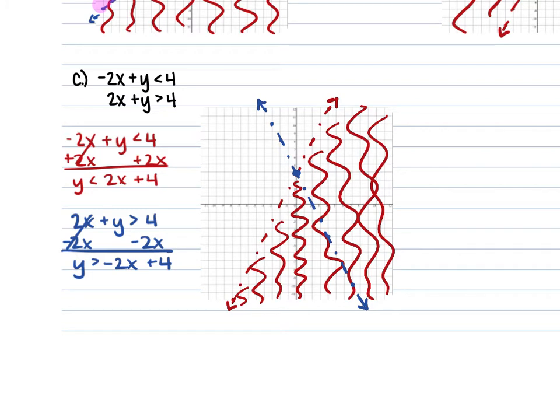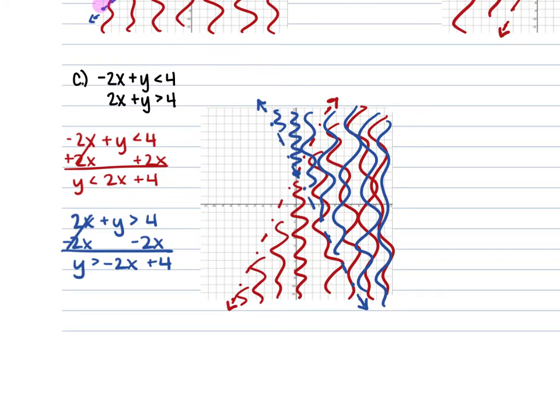And my shading for these is going to be above, those y values above this line, because y is greater than. So I'm only going to highlight now the area that is overlapping with shading. So that's going to be in this area here.